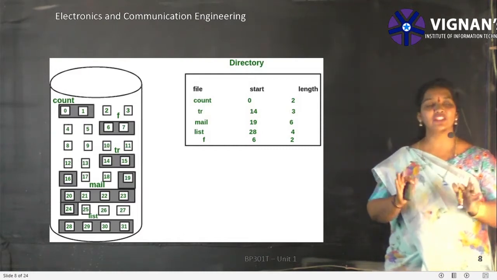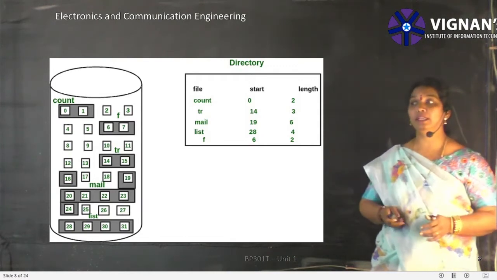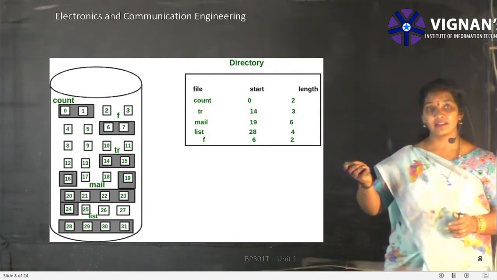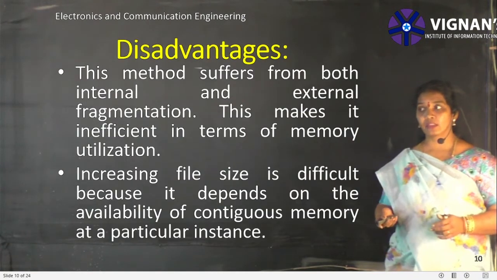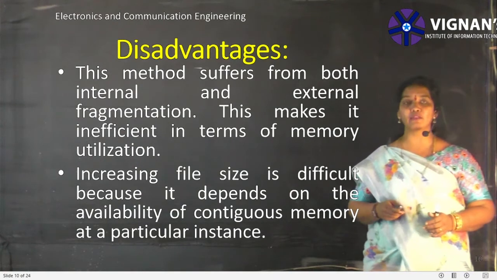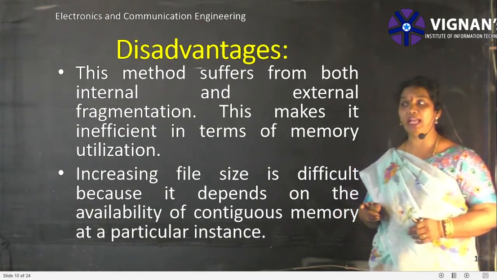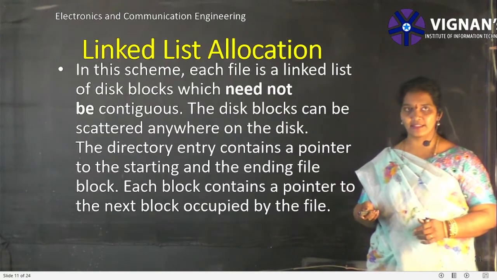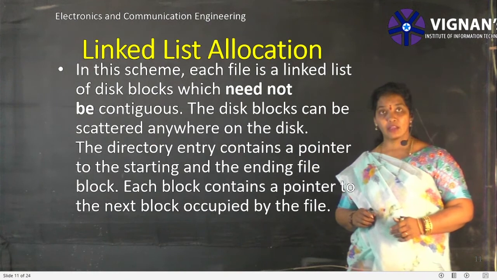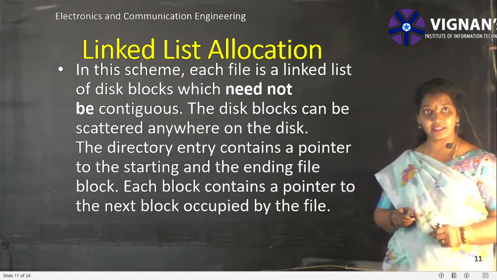So the file storing will not take place in that scenario. That is the major disadvantage. Increasing file size is difficult because it depends on the availability of contiguous memory at a particular instance. Next, we will discuss linked list allocation.